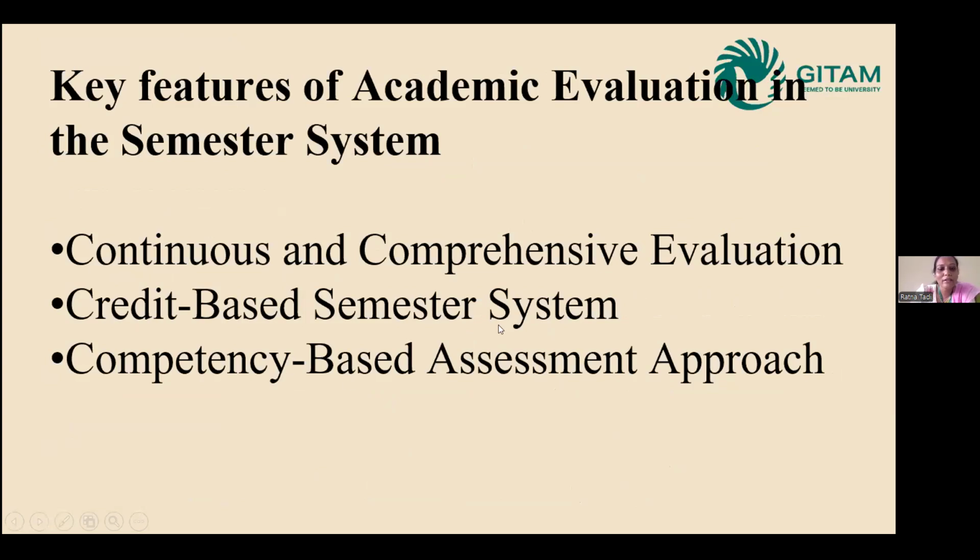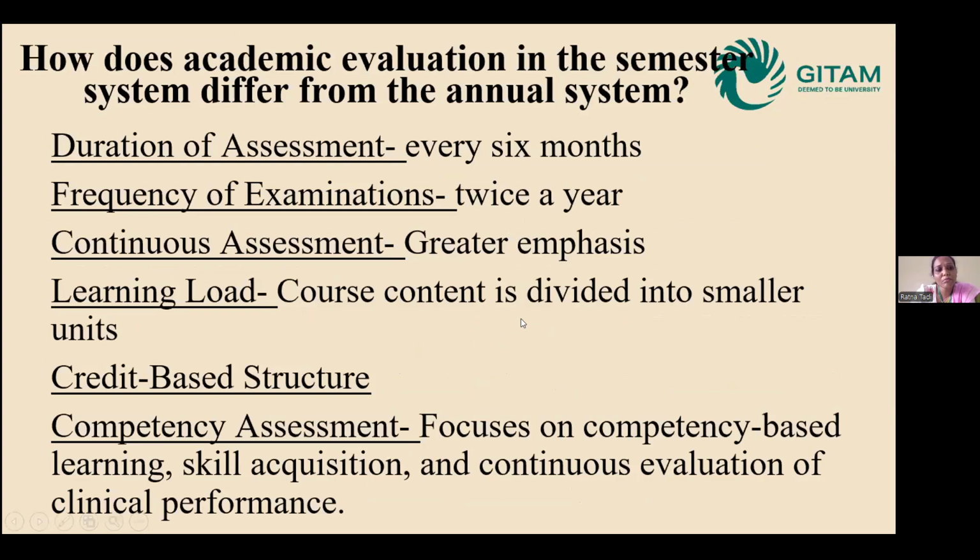So, key features of academic evaluation. Since two classes we are learning, it is a continuous and comprehensive evaluation. It is a credit-based system and a competency-based system. So how does it differ from the annual system? The duration of assessment is every 6 months. Frequency of examination: in a year, the exam will be conducted twice.